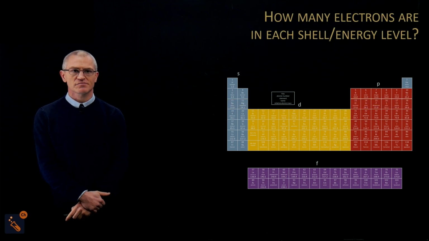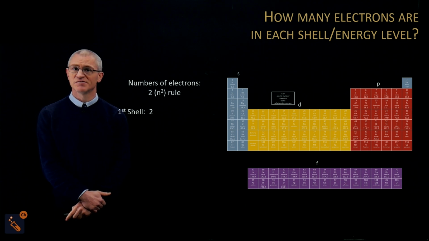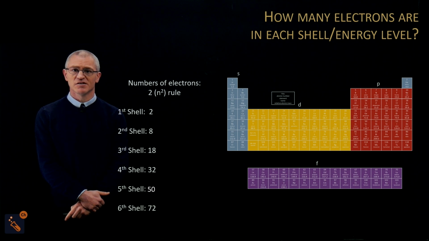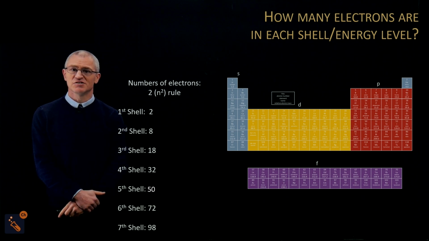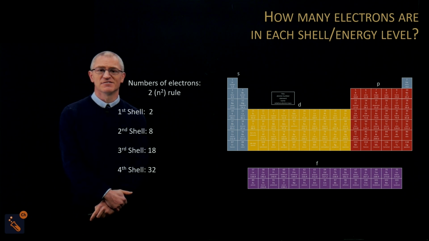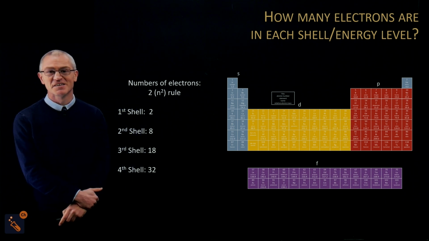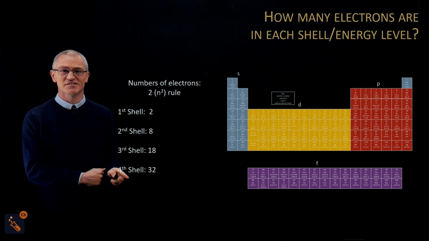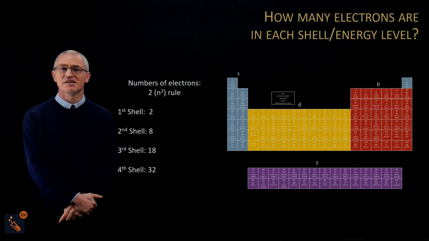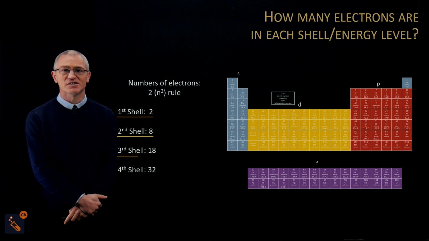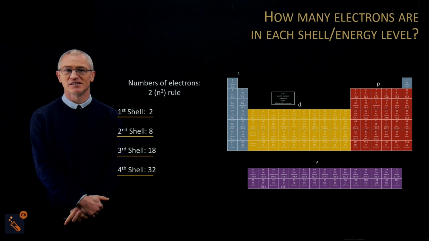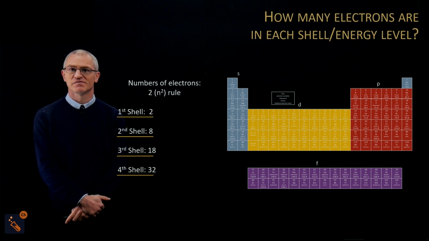Now, how many electrons are in each shell or energy level? First of all, we can just use the 2n squared rule for everything. But the good thing is, and I'm quickly doing this, you do not need the 5th, 6th, and 7th, so don't worry about it. These are the ones you will be asked in the exam, if you're going to be asked anything in the exam. So make sure that if you're asked about the number of electrons in each shell or energy level, you find out about those.